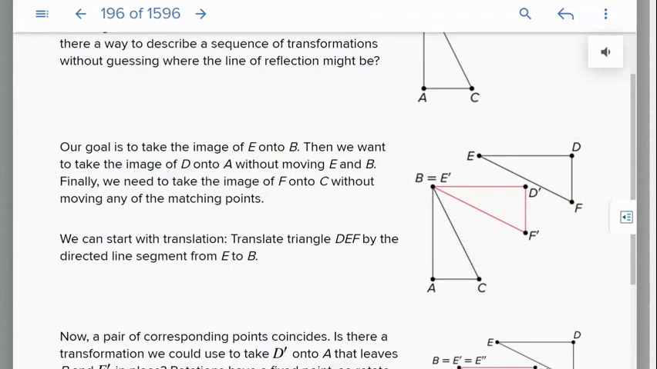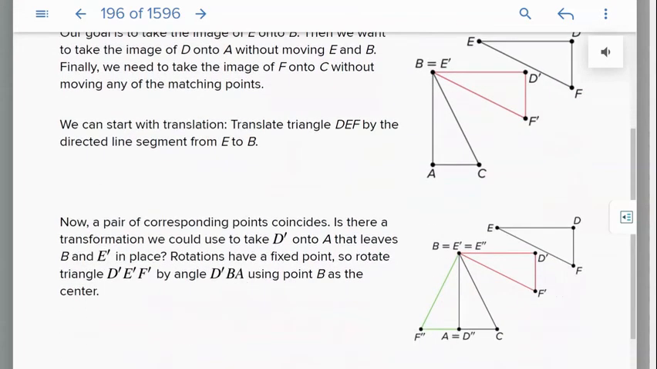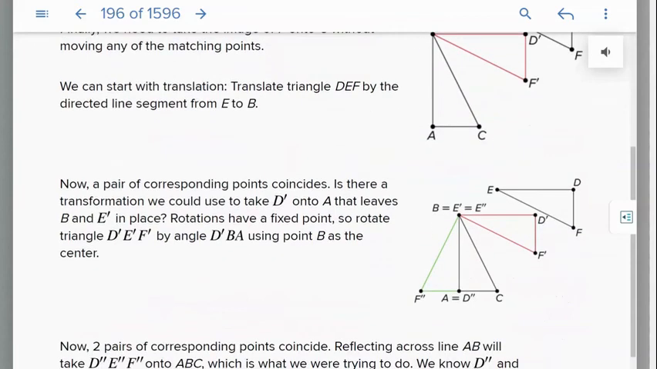All right, let's make sure we read this explicitly. Then we want to take the image of D onto A without moving E and B. So perhaps they did a reflection here, because if they did that, B and E won't move. B will stay where it is because it's going to be on the line of reflection. Without moving any matching points, we can start with a translation. So they translate up and to the right, so the red triangle would map onto triangle DEF.